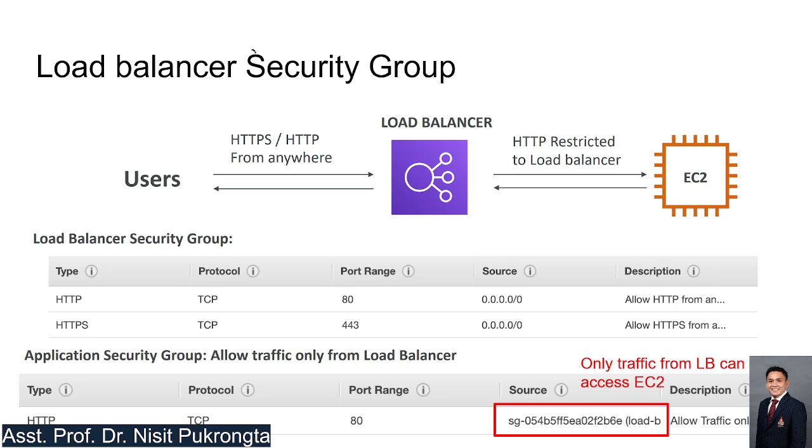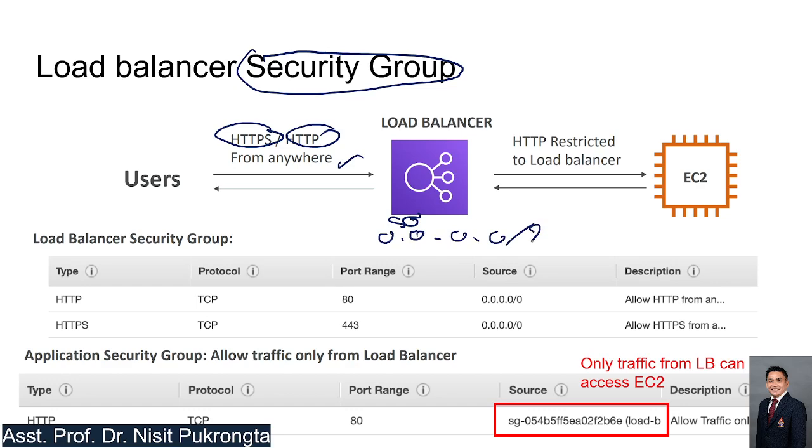For the load balancer, we can use the security group to add some security. In this picture, users come from HTTPS and HTTP from anywhere, right? Actually, this security group, if it is from anywhere, it means 0.0.0.0/0, right? It means the load balancer security group allows TCP on this port and this. And the application security group has the source named like this. You will see more detail in the lab.